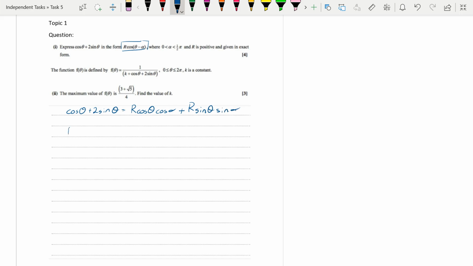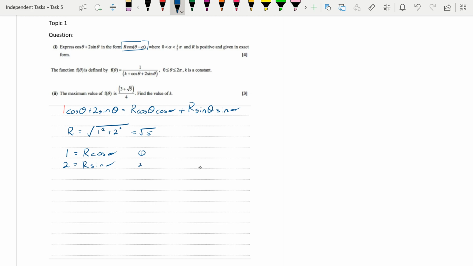Now I can find R straight away by using some Pythagoras. The coefficients here are 1 and 2, so I'm going to do 1 squared plus 2 squared, which gives me root 5. I'm going to leave it as root 5, I don't want to deal with that nasty decimal. Root 5 is far more accurate for me to deal with. The next thing is to equate my coefficients. I've got cos theta on the left-hand side, and that's 1, my coefficient. On the right-hand side, I've got R cos alpha. Then I've got the sine theta, which is 2, and on the other side I get R sine alpha.